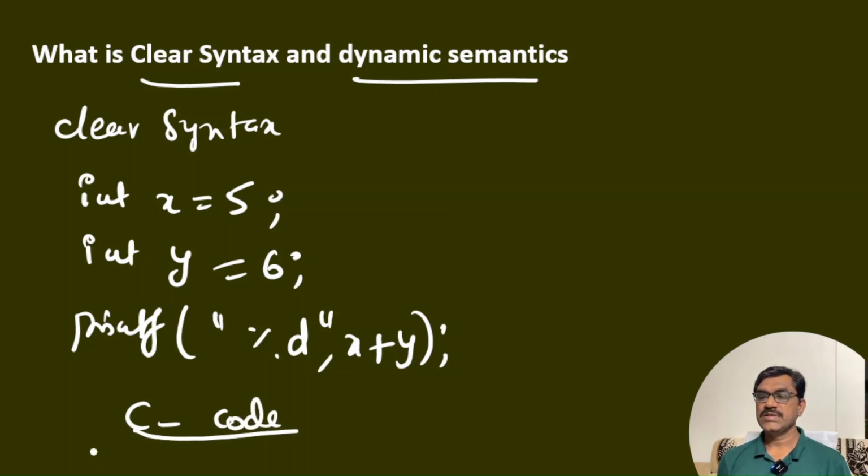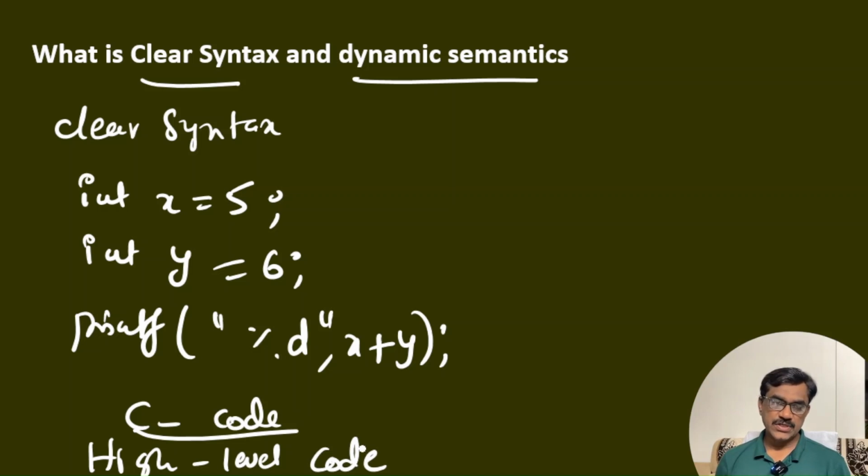What type of code is it? High-level code. We will discuss in detail what is meant by high-level code. High-level code means we are talking about a high-level programming language. So we are instructing the computer, or giving a set of instructions to the computer, in human-readable form. That is known as high-level code, or we can say a high-level programming language. The example here we are taking is C code.